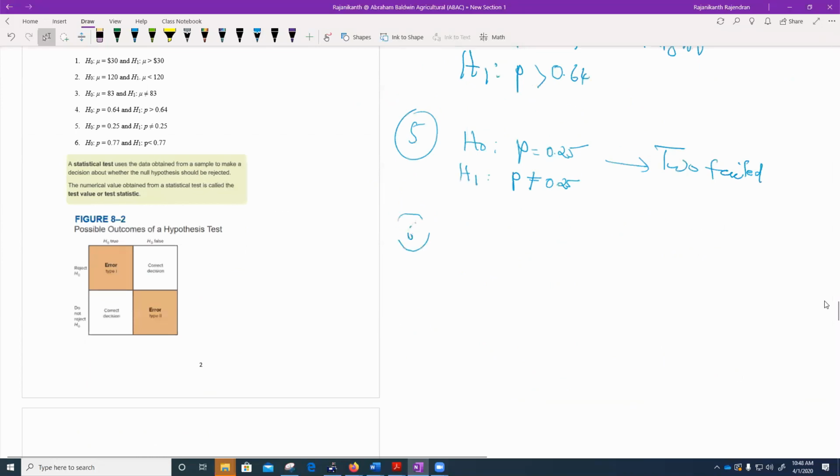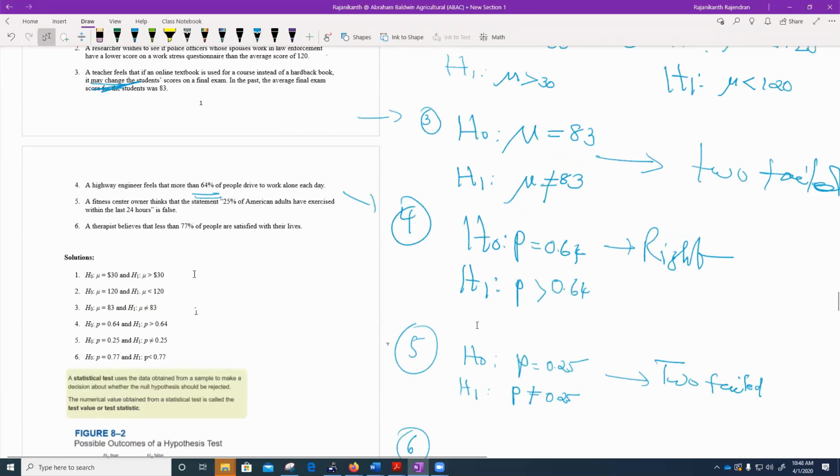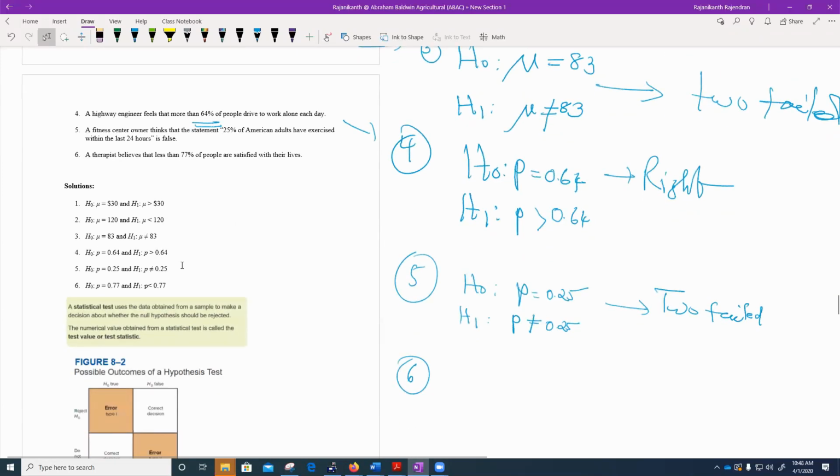Okay, the last one. These are all proportion. If you see a percentage of something, it is proportion. Less than, right? So it's going to be. Okay. So this is the way to set up hypothesis testing. Two-tail. This is left, right?